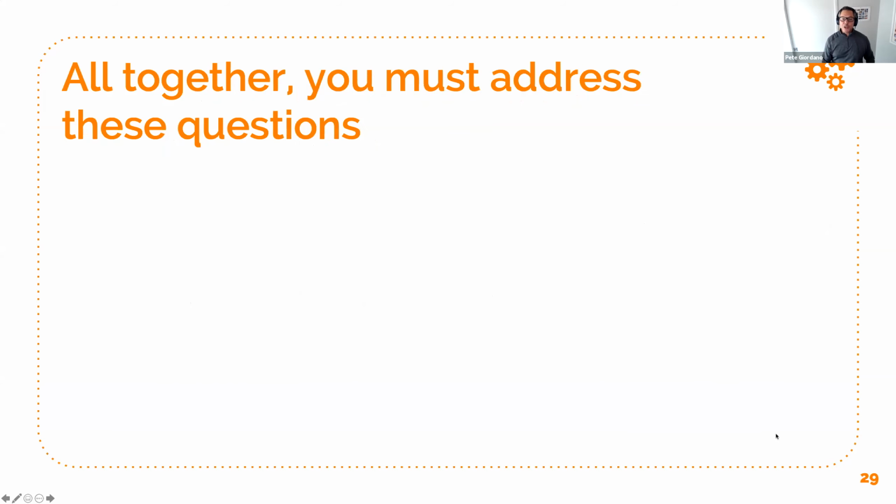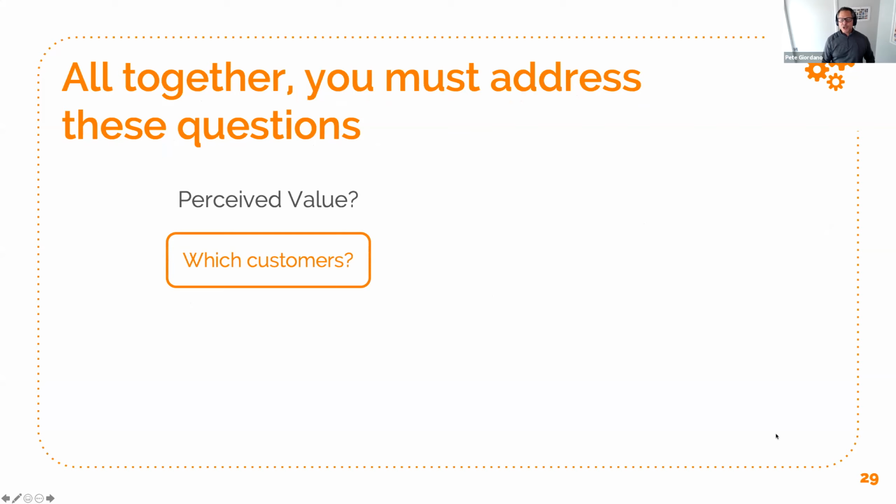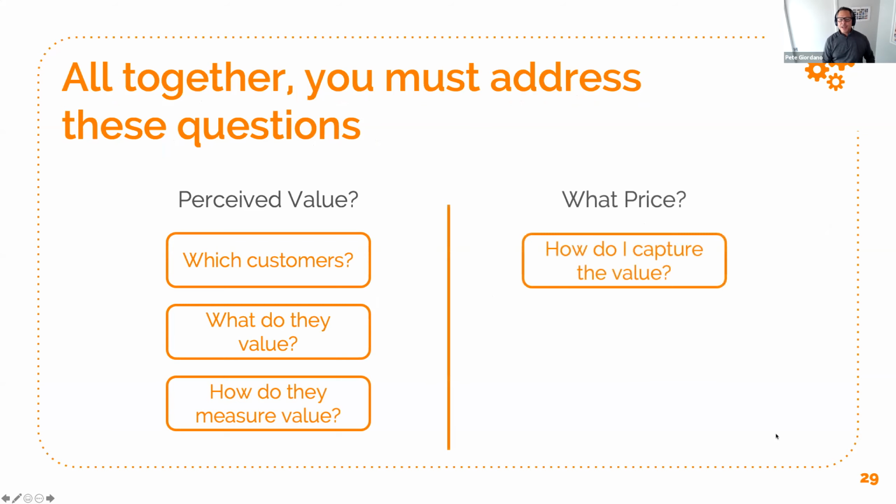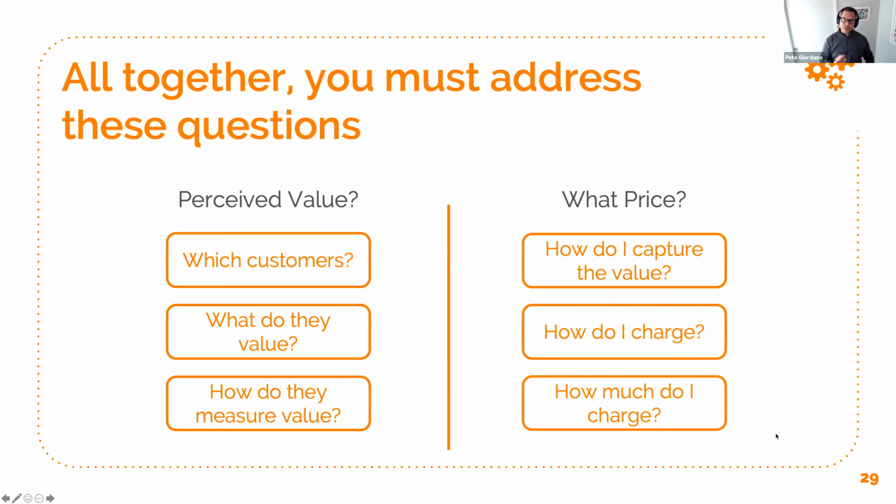Okay. So if we look at all this together, it looks something like this, right? On the customer side, we've got perceived value. This is really what we're going after, right? The important components of this are which customers, what do those customers value, and how do they measure value? And that is the key to unlocking how you're going to price. And then on your company side, you need to understand first, how do I capture the value that they enjoy and that they value? How do I charge for it, and how much do I charge? So these are our 6 areas, and these are basically 6 chapters of today's talk.